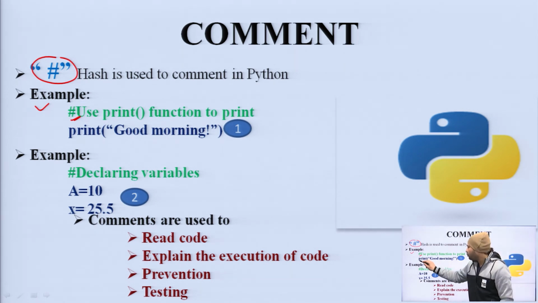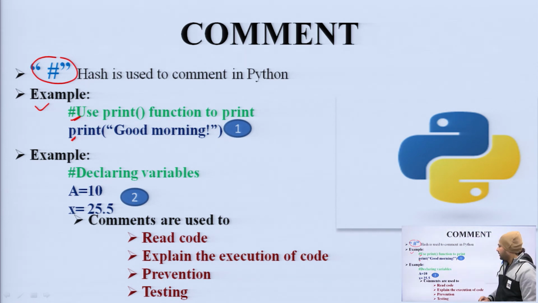Here you can see we have two statements, but in the first statement the hash is there, so the first will not be executed. Why? Because it is considered a comment. The advantage of a comment is that you can read the code easily.